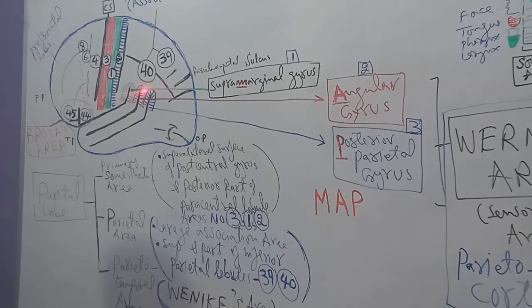Second, this parieto-temporal area, which includes part of the angular gyrus, the supramarginal gyrus, and the posterior parietal gyrus, collectively known as Wernicke's area, a sensory speech area, will also be discussed in the next lecture, along with the correlation with the motor speech area, Broca's area, areas 44 and 45. Thank you very much.